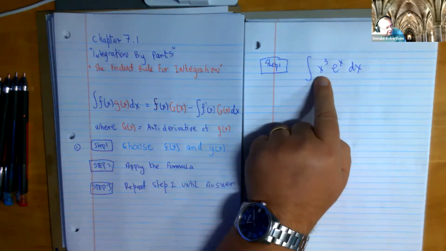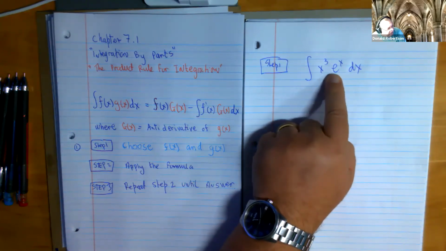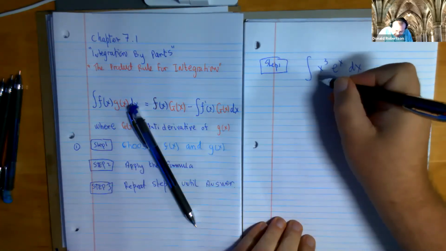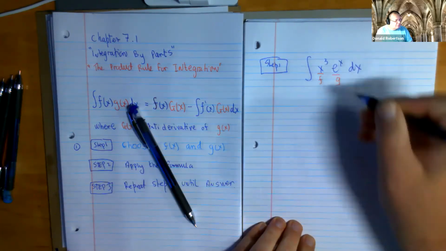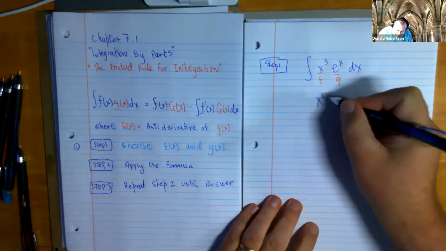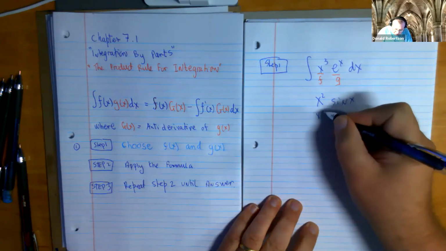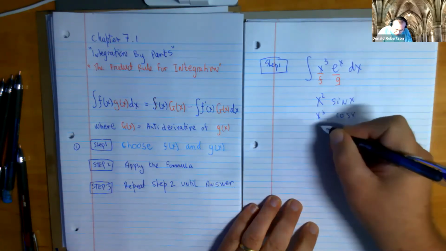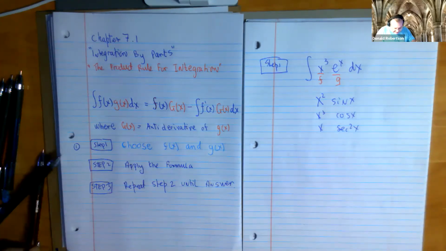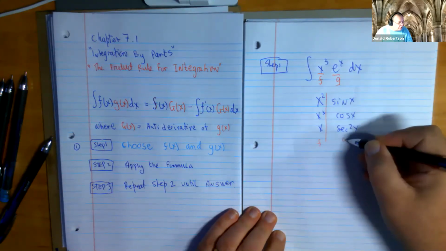If your function is a power of x and e to the x, right? Your function and an exponential, then that guy's f and that guy's g. I won't bother putting the integrals in now. Now, if it's a power of x and a trig function, like sine x or cosine x, or for that matter, secant squared x, again, pick them as your f and pick the other one as your g.